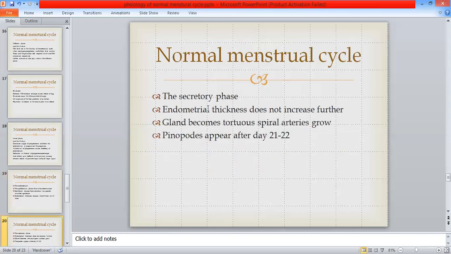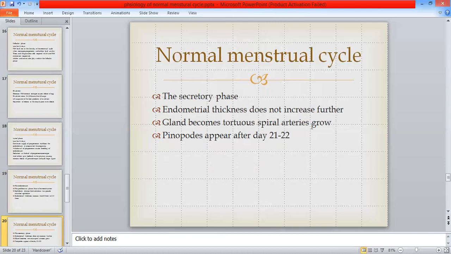Now the secretory phase. When ovulation occurs and the ovum is released, the follicle changes to the corpus luteum, and the corpus luteum starts secretion of progesterone. Under the influence of progesterone, there are secretory changes in the endometrium. During the secretory phase, there is no further proliferation of the glands, stroma, and arterioles. They only become tortuous and edematous, and fluid level is increased during the secretory phase.